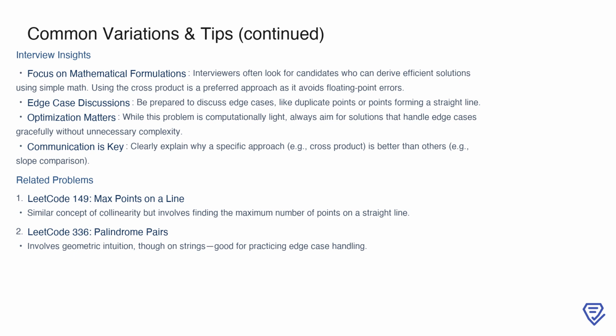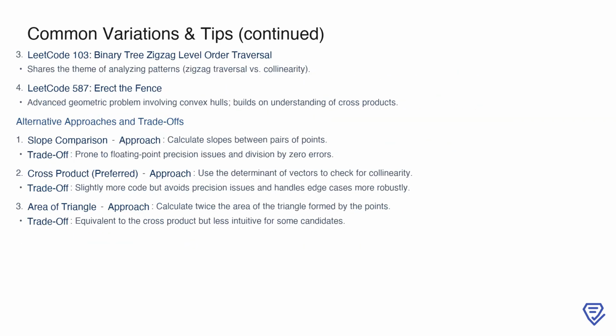For instance, LeetCode problem 149 focuses on finding the maximum number of points on a line, which shares the concept of collinearity. Meanwhile, problem 336, though involving strings, is useful for honing your ability to handle edge cases effectively. Another related problem worth exploring is LeetCode 103, which involves binary tree zigzag level order traversal. While the context is different, both problems require a careful analysis of patterns, whether in tree traversal or collinearity.